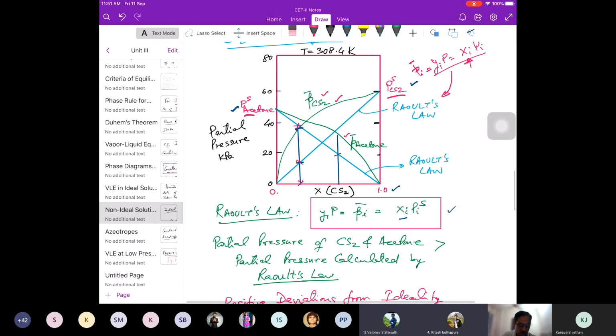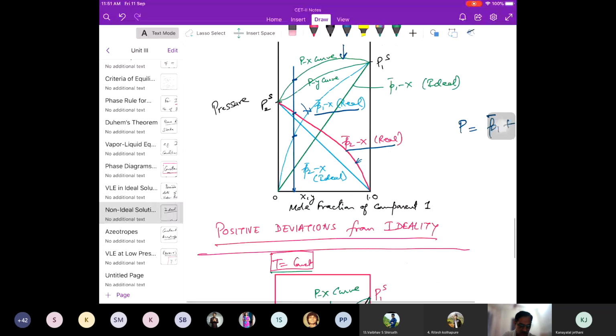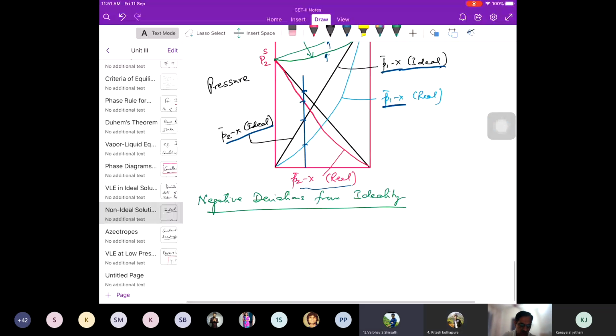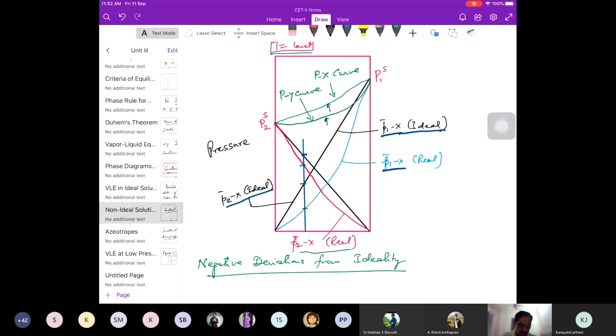Okay. And to talk about negative deviations, it is the opposite. So this is Raoult's law again, and this is the real value, the actual value. If I take this vertical line, this is the value actually measured, and this is the value given by Raoult's law. So the actual value is less than the value given by Raoult's law. So it is negative deviation from ideality. Is this understood?